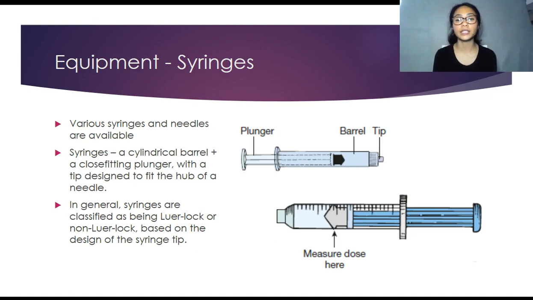In general, syringes are classified as being either Luer lock or Luer slip. You see there on the screen it says Luer lock or non-Luer lock. It's either Luer lock or Luer slip, based on the design of that tip of the syringe that's going to connect to the needle. I'm going to show you a couple of pictures that better show you how these differ. But basically the difference is a locking mechanism with the Luer lock type of syringe, and a Luer slip is where it's just push and pull. I'm going to show you some images that will help get a better understanding of this.